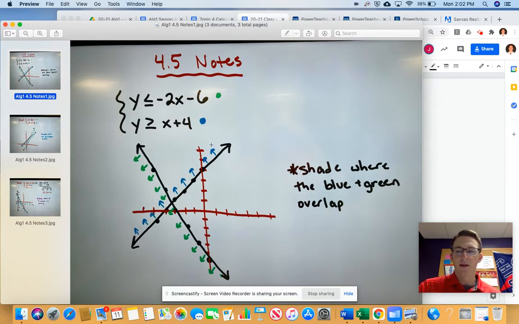Now the only place that we want to shade is where all the arrows are pointing together. So here there's just blue arrows, here there's just green arrows, and in this section the green and blue are pointing towards each other. So we would shade right here.